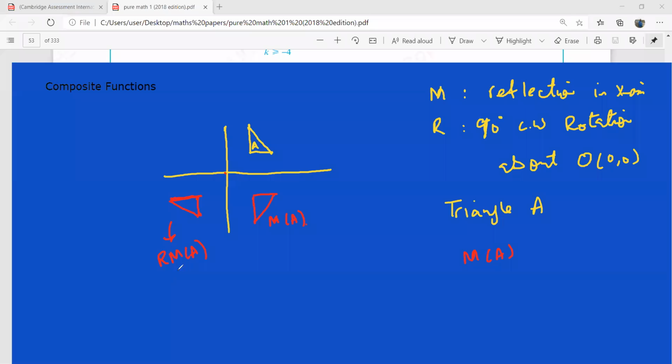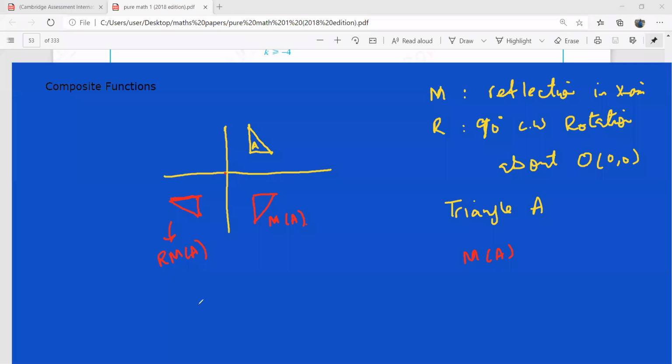All of you, please, did you recall that you have done this in your O levels? You had first of all M of A, and then you rotated this image about the origin through these conditions. So you got RM. Yes. So this is RM of A.